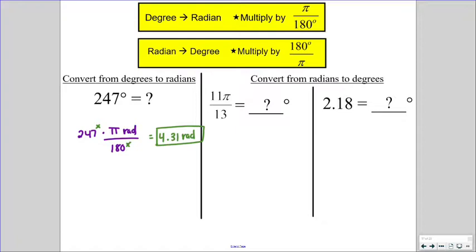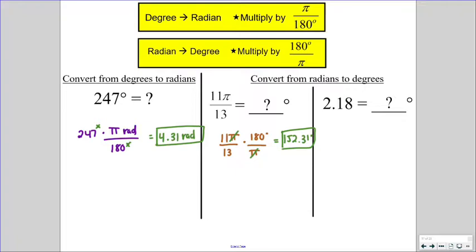All right, how about 11 pi over 13? That's not a nice angle. We'll see that's not an angle that's going to show up on the unit circle. I want to convert this from radians right now into degrees. So we're going to multiply by 180 over pi. Now the pi's are going to cancel. We're left with degrees, that unit in the top. And then I'm just going to simplify here. So 11 pi over 13 times 180 over pi. If I type that into a calculator, we get 152.31 degrees. Right? Don't forget your degree symbol there.